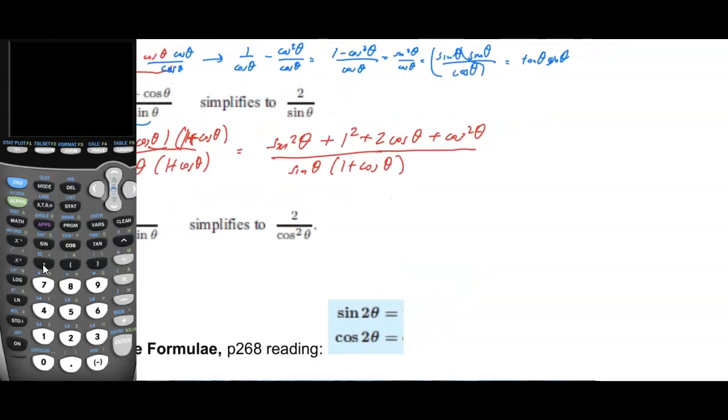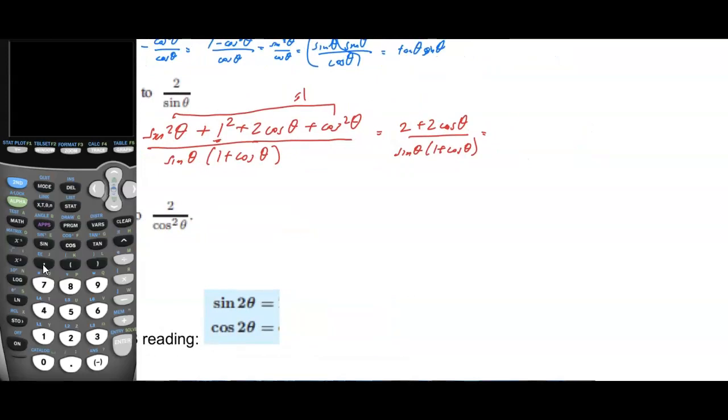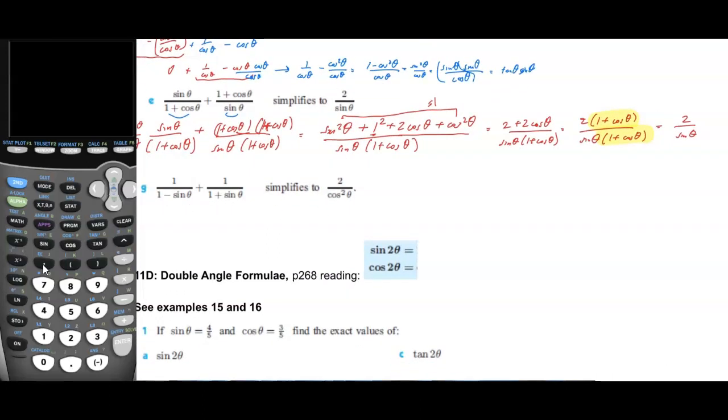Oh, and then look, I have sine squared theta and cosine squared theta on top. That simplifies to 1, right? So now I have 1 here, I have 1 here, so that would be 2 plus 2 cosine theta. The bottom, I have sine theta times 1 plus cosine theta. You can see that on the top, you can factor out a 2 now. 2 factored out of 1 plus cosine theta on top, sine theta times 1 plus cosine theta on the bottom. These two cancel. I end up with 2 over sine theta. Yeah, that's what I wanted.